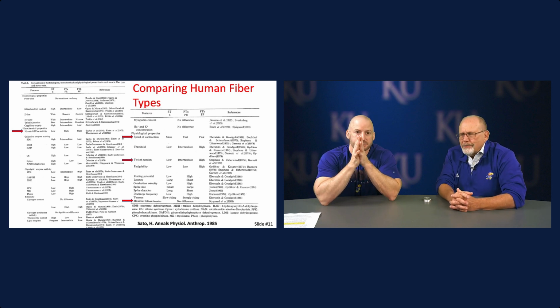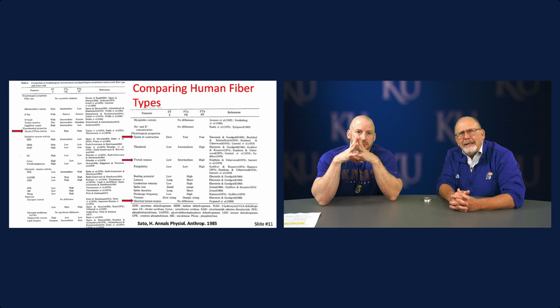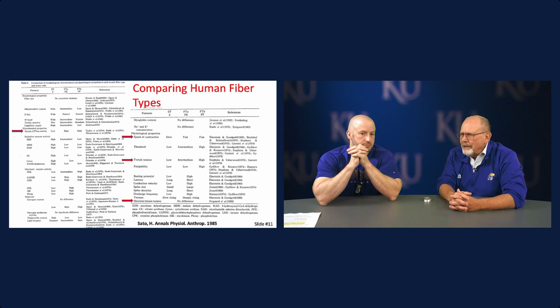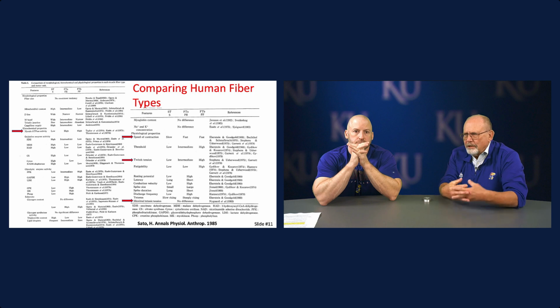If I was revising this slide, and if you were to label those at the top type 1, type 2A, and type 2X, I would say it's not so much a measure of activity, it's the speed at which that enzyme works. So how quickly does it break down that ATP molecule? The slow twitch, the type 1 myosin ATPase, does it a little more slowly. The type 2A, faster. The type 2X, even a smidge faster.